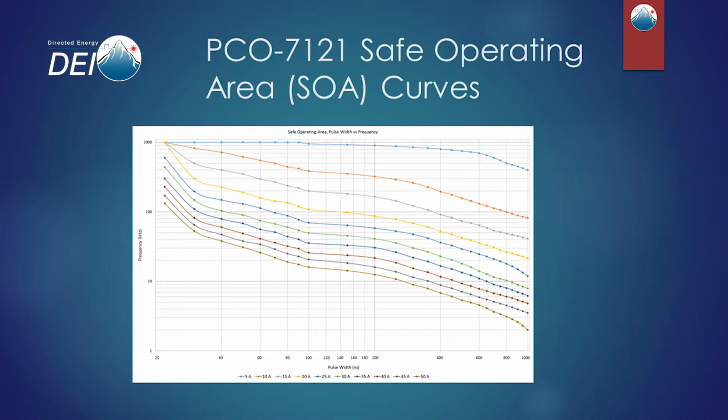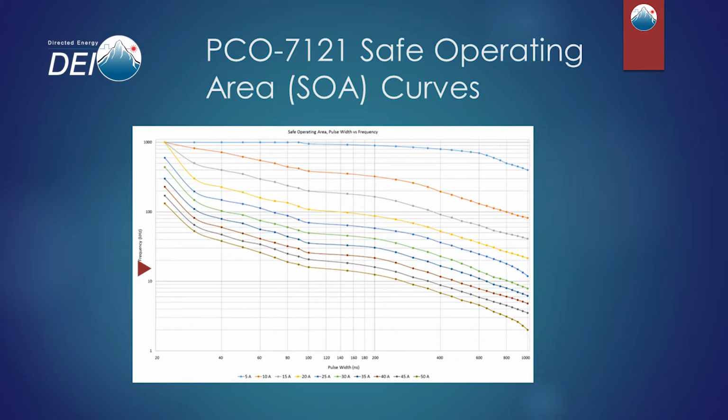But let's take an opposite case. Let's go to the bottommost curve, which represents 50 amps. If we want to use a 100 nanosecond pulse width, projecting that to the left on the vertical axis, we're probably sitting at perhaps 12 or 15 kilohertz maximum.